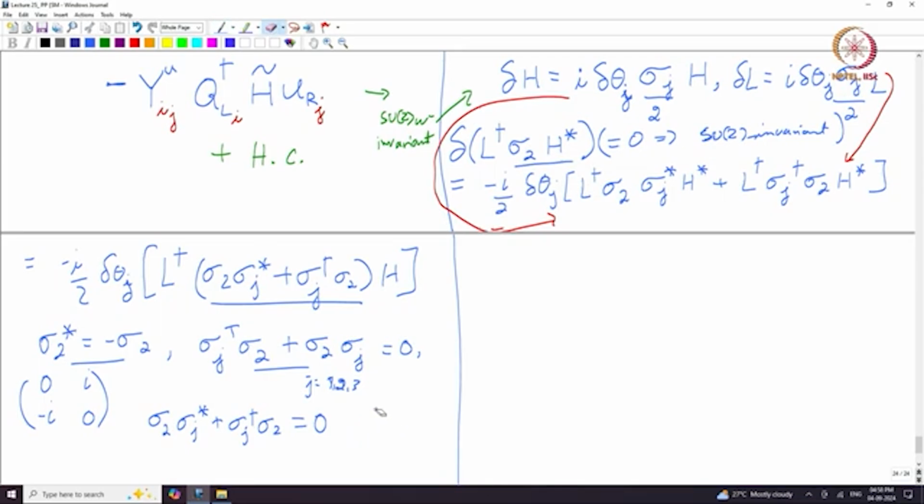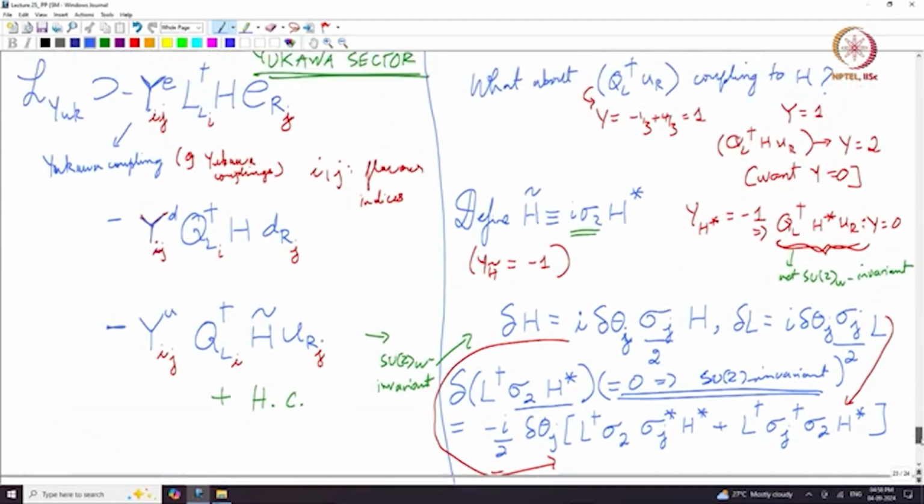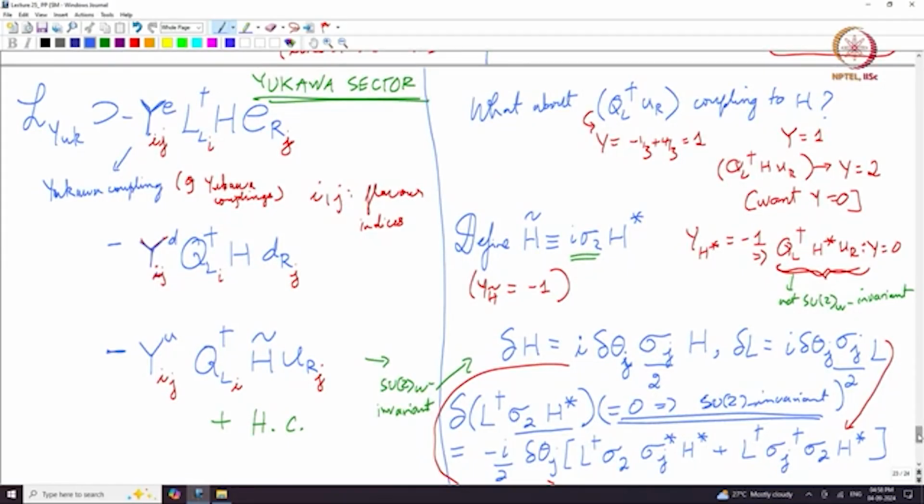Okay. In other words, we have proved what we wanted in the first place, which is that this combination is invariant under SU2. Okay. So, indeed we have succeeded in writing the Higgs couplings to the leptons, to the left-handed quarks marrying the right-handed d, and the left-handed quarks marrying the right-handed up as well.